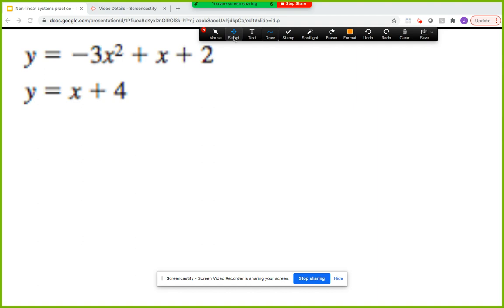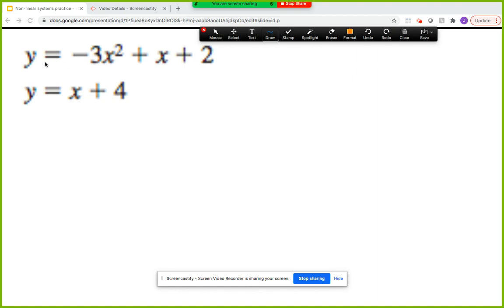So we are solving a system of nonlinear inequalities. We have a first one, which is a quadratic, and then we have a second one, which is our linear. From here, remember, you're always going to look and see, are both of your equations y equal? Because you need them to be y equal in order to set them equal to each other. And in this case, we don't need to do any extra steps because both of these are y equals equations.